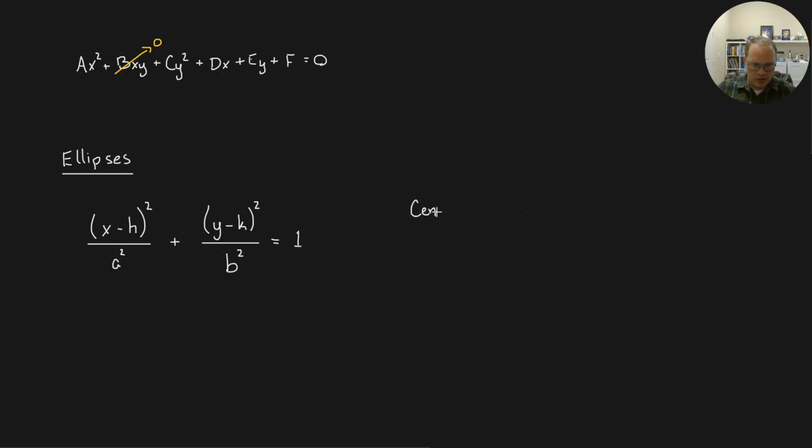So the center of this ellipse, just as with the circle, is at h, k. And the same rule applies: you're choosing the x and y here so that these expressions are 0. Okay, so let's do an example.